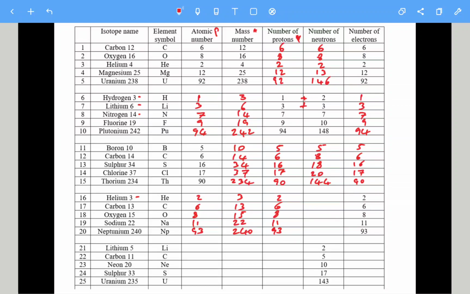Then to get the number of neutrons, we obviously need to do the total mass, subtract the atomic or proton number. So 3 take away 2 is 1. 13 take away 6 is 7. Then we've got 15 take away 8, which is 7 again. Then 22 take away 11, which is 11. And then 240 take away 93, which is 147 neutrons.